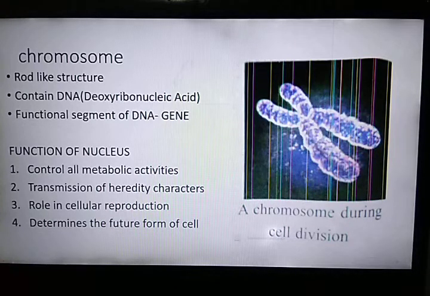Now, what are the functions of the nucleus? The nucleus controls all the metabolic activities of the cell and regulates the cell cycle. Second, it helps in transmission of hereditary characters from parent to offspring. Third, the nucleus plays a central role in cellular reproduction. Cellular reproduction means when one cell divides to form two daughter cells.